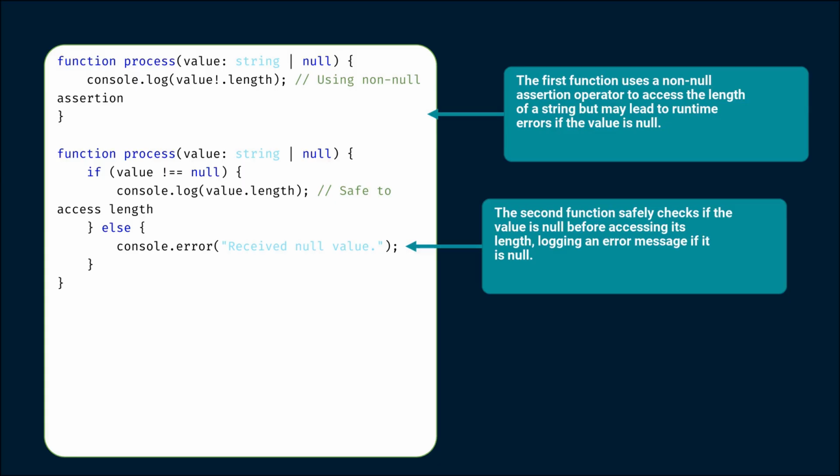Next, we will write a safer implementation that checks whether the value is null before performing any operations. Here, we introduce a conditional statement that verifies the value's existence. If the value isn't null, the code proceeds to safely access the length of the string. Otherwise, it logs a warning message, allowing for better error handling and maintaining the application's robustness. This approach emphasizes the importance of input validation in our functions, ensuring that we avoid unexpected crashes and create a more reliable code base. Always prioritize safety checks over assertions to enhance code quality.